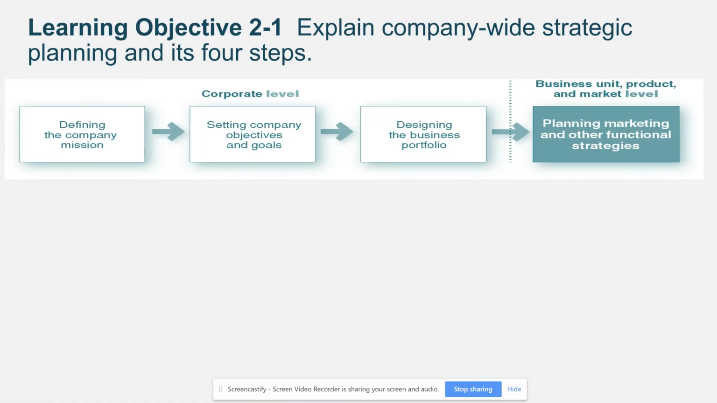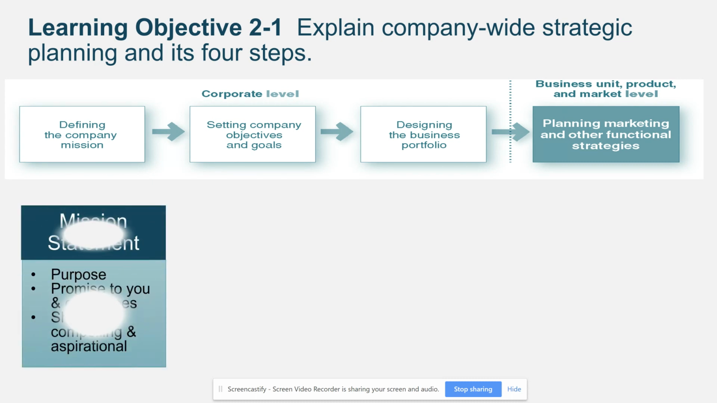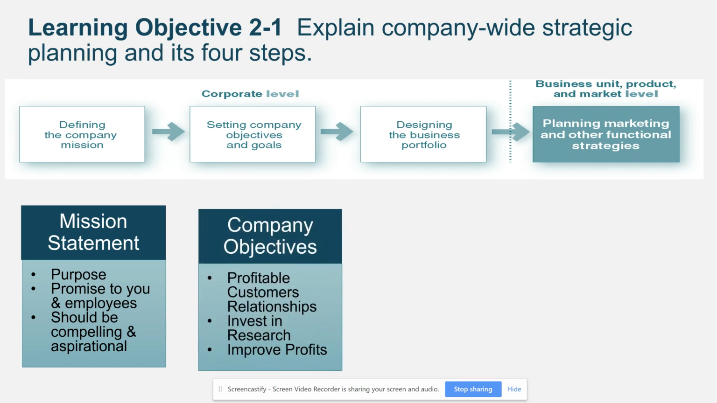So we'll start with how a company makes a company-wide strategic plan in these 4 steps. The first step is usually you define the company mission statement. It's your purpose, your promise to your employees, and also to your customers, and it should be compelling and aspirational. Then they set company objectives and goals. And again, the whole goal is to be profitable. And they also identify, okay, from the profits that they've made, how are they going to invest? Are they going to invest in research? Are they going to invest in expansion? Or are they going to invest in buying other companies? So objectives are super critical.